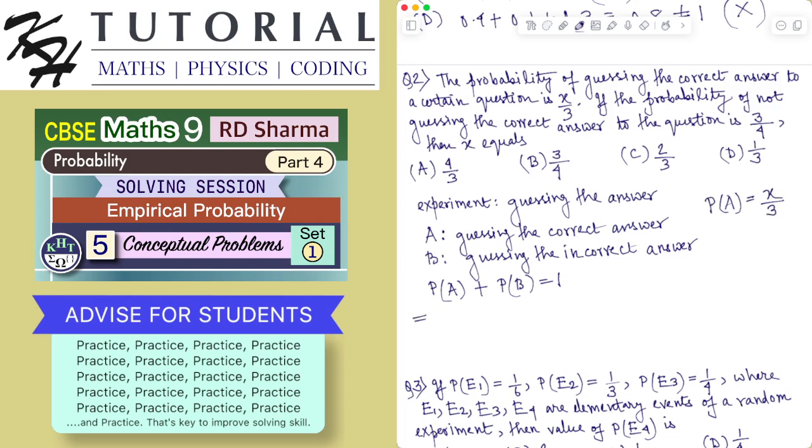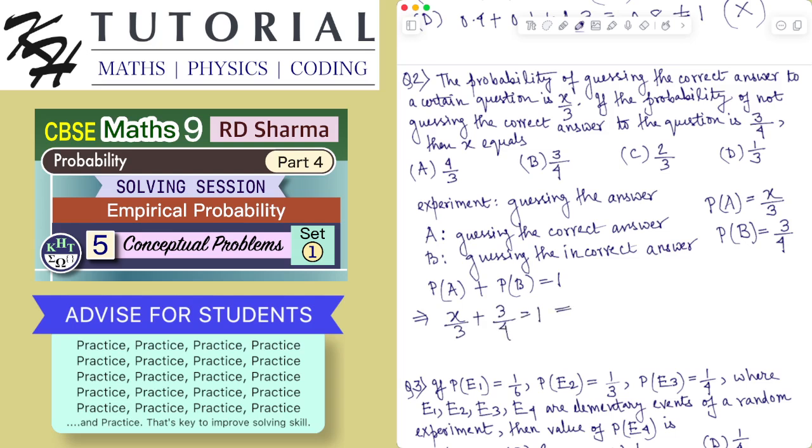P(A) we know is equal to x by 3. And it is also given that the probability of not guessing the correct answer, which is the event B, is 3 by 4. So we must have x by 3 plus 3 by 4 is equal to 1.